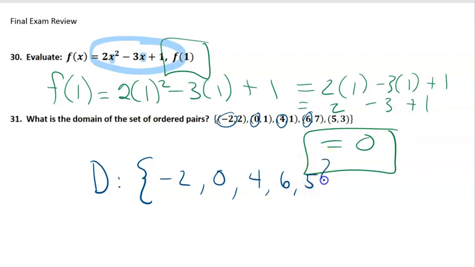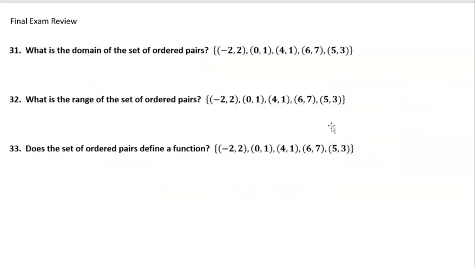And 5. What if some of those repeat? You don't write them repeated. So, if, say, 0 showed up in more than 1 point, you only write it 1 time. Okay? Next problem. Oh, there it is again.